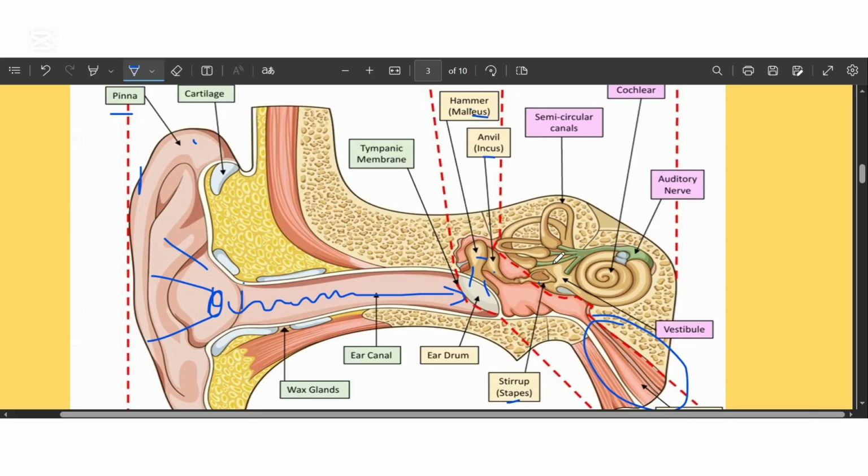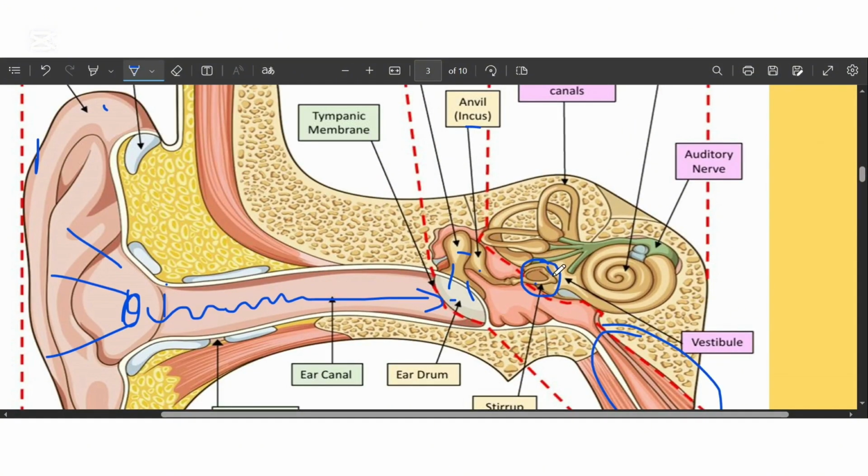What is the function of these ear ossicles? When the sound waves hit the eardrum and it vibrates, it passes the vibrations to these bones, and these bones pass the vibration from the external ear to the inner ear. The stapes is the smallest bone of the human body. The stapes is connected to this part of the inner ear via a window. This is called the oval window. So the oval window is responsible for taking the vibrations from the stapes into the inner ear.